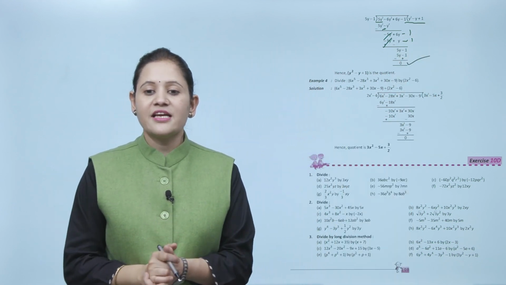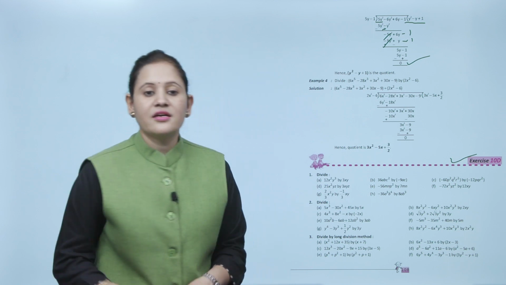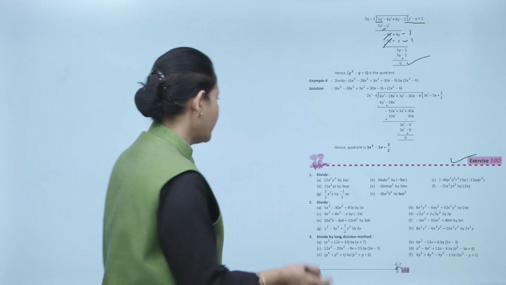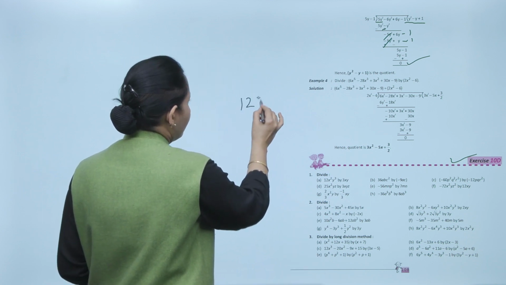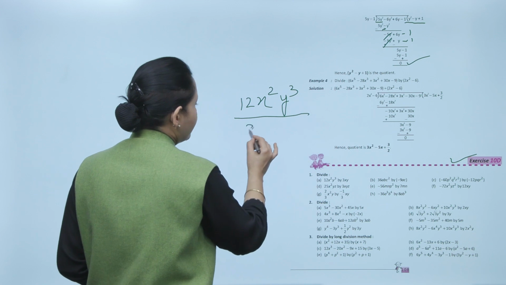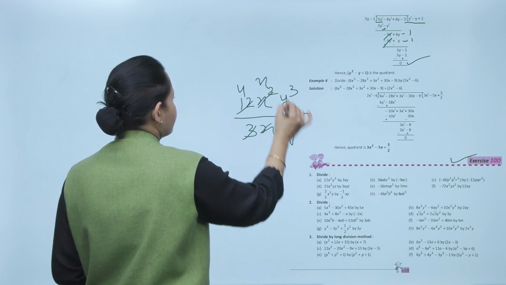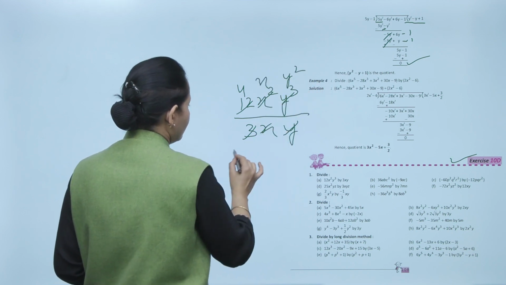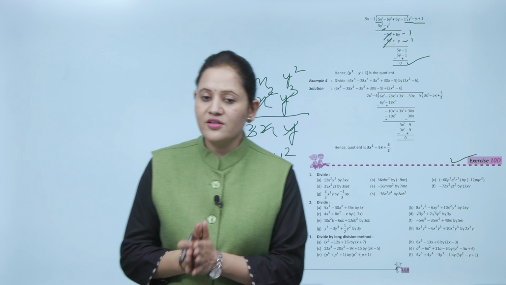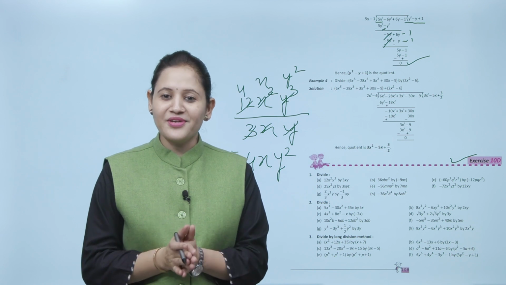Clear? Next is exercise 10D. Divide 12x square y cube by 3xy. So हमें divide करना है 12x square y cube को 3xy से. 4, so answer is 4xy square. Clear? So you have to practice all the questions. Here we end the chapter. I hope you understand it well. Now you have to practice it.